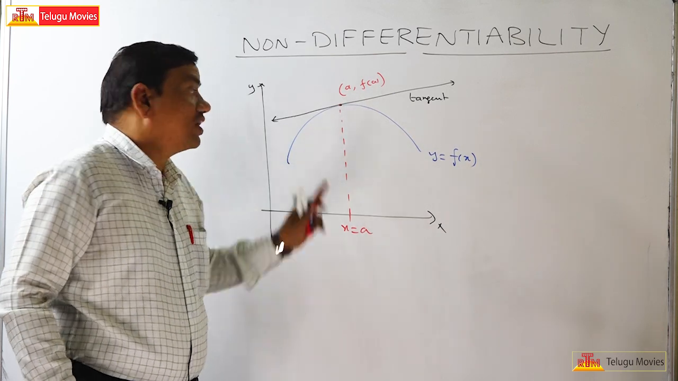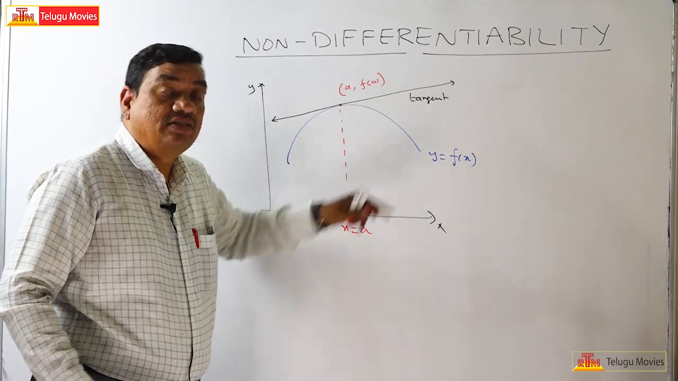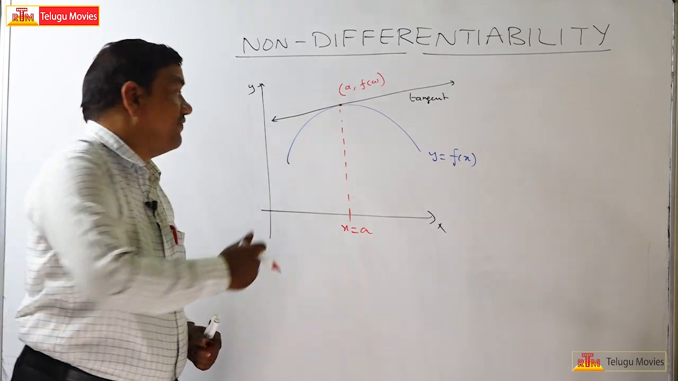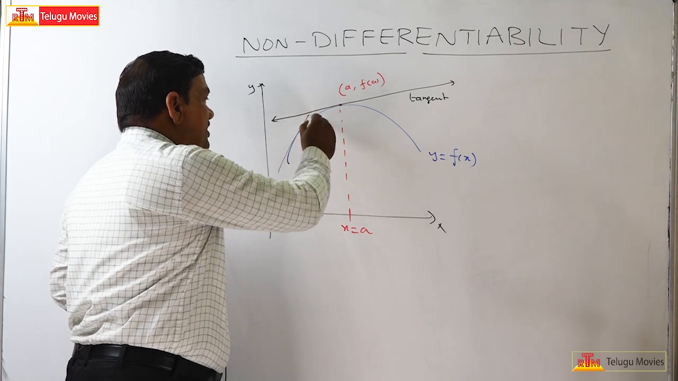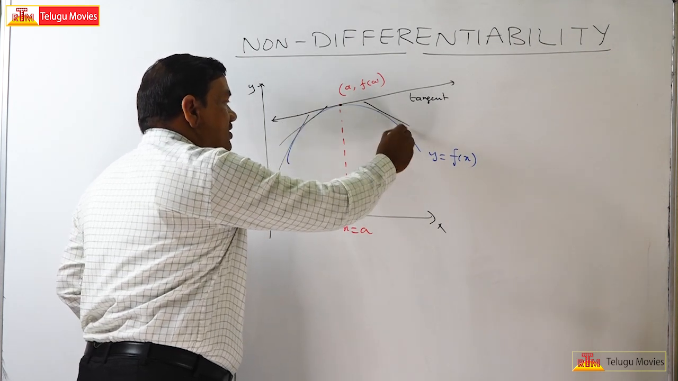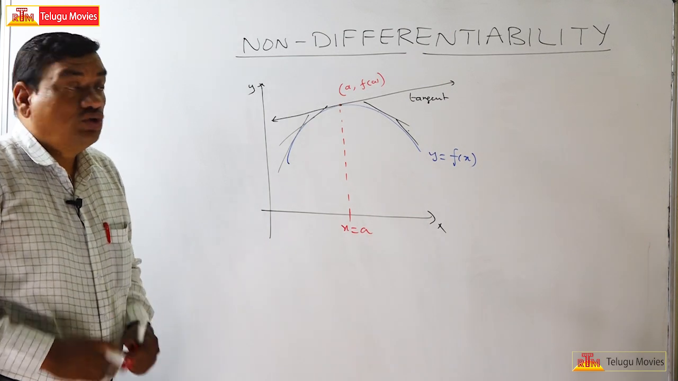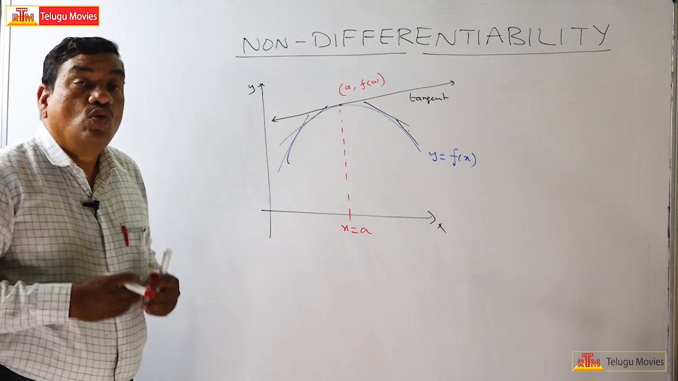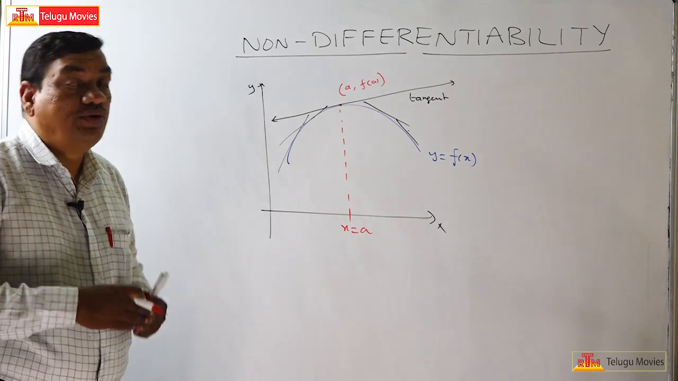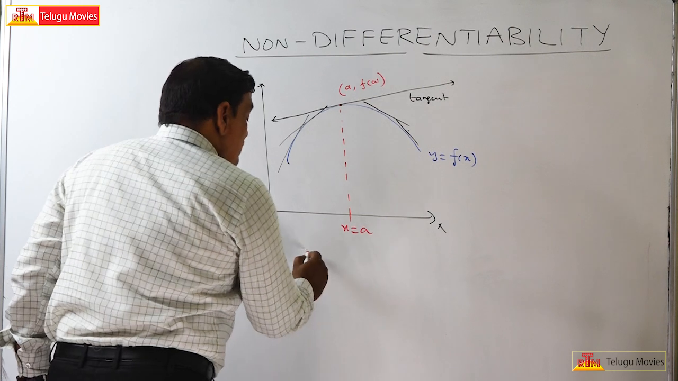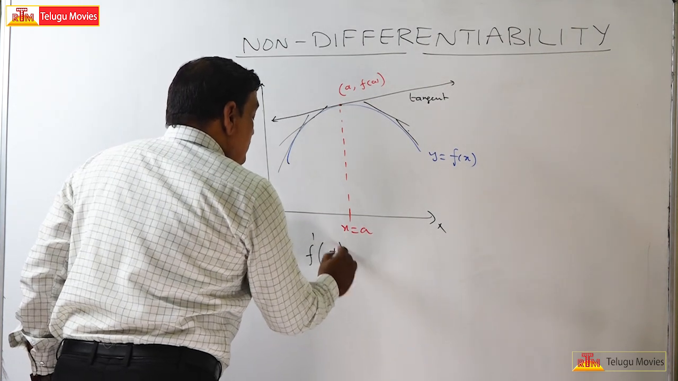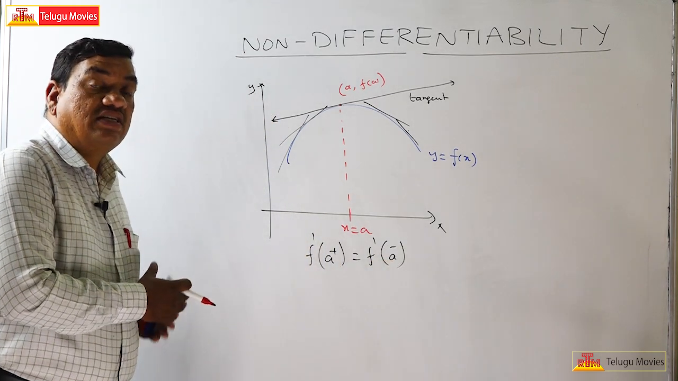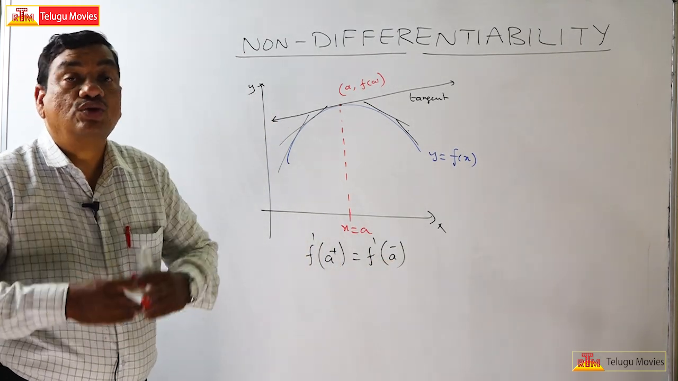If the curve is smooth and continuous, then at each and every point we can draw the tangents. Here we can draw the tangent, here we can draw the tangent. So, to have differentiability at a point x is equal to a, we should have left hand side derivative and right hand side derivative. That means f dash of a plus should be equal to f dash of a minus. Both should be equal.